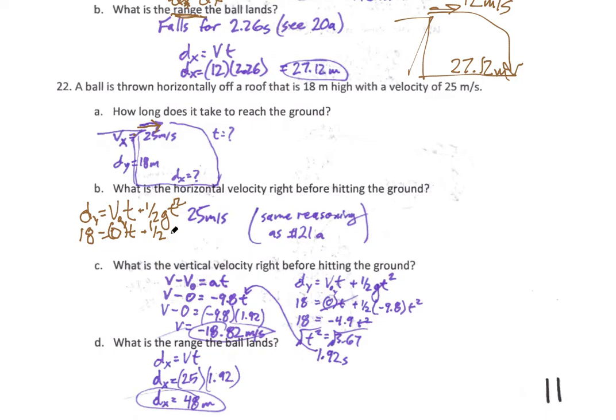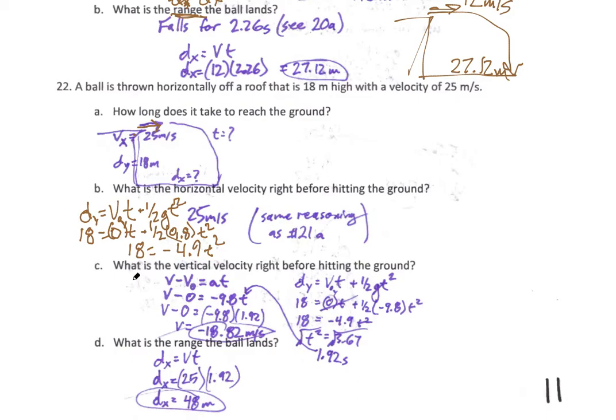Times 1/2, g is 9.8 from gravity. Right? And then times t squared, I don't know time yet. So we end up with 18 equals negative 4.9 t squared. And then from there, like I said, it's the same reasoning as number 21.